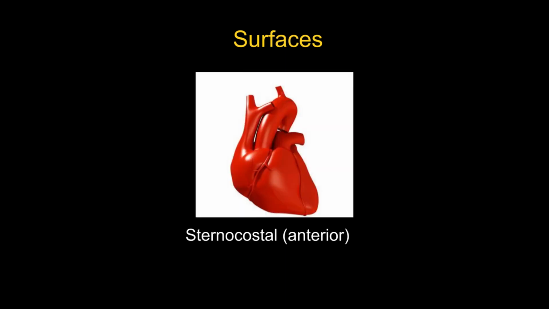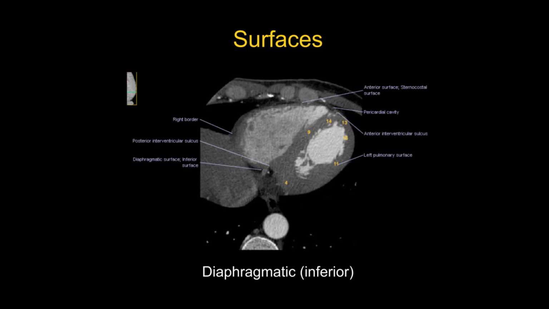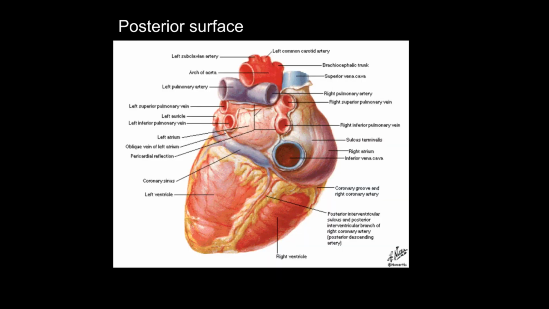This is just the sternocostal surface anteriorly, and this is the diaphragmatic surface inferiorly. And if you're looking at the heart from behind, this is the posterior surface of the heart.